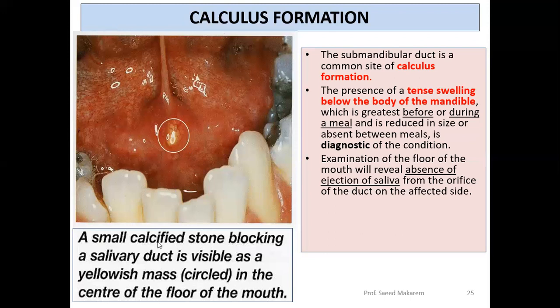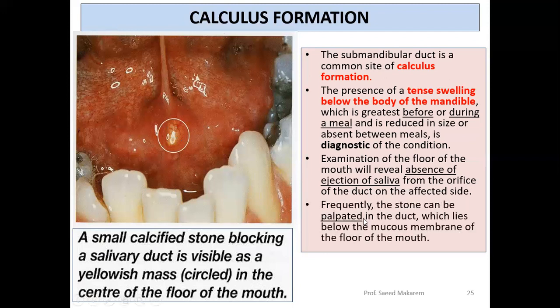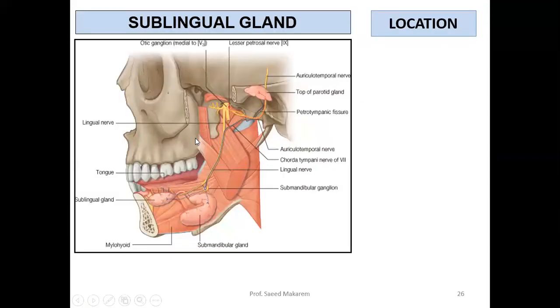A small calcified stone blocking a salivary duct is visible as a yellowish mass here, circled in the center of the mouth. So there is a calculus which is blocking the duct, and if you look closely, there will be absence of the ejection of saliva through this duct. Frequently, the stone can be palpated in the duct, which lies below the mucous membrane of the floor of the oral cavity. If you try to palpate near the frenulum, just beside the frenulum, then you can sometimes feel the stone.